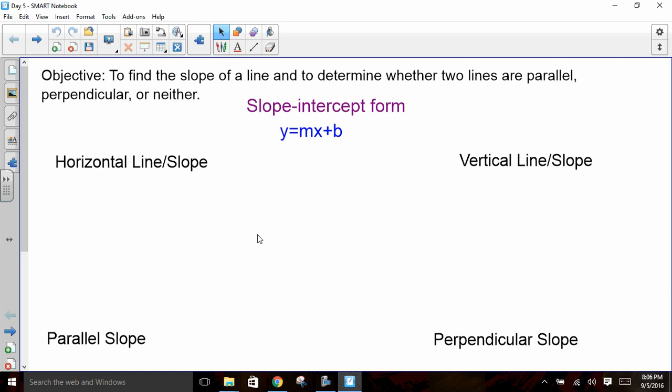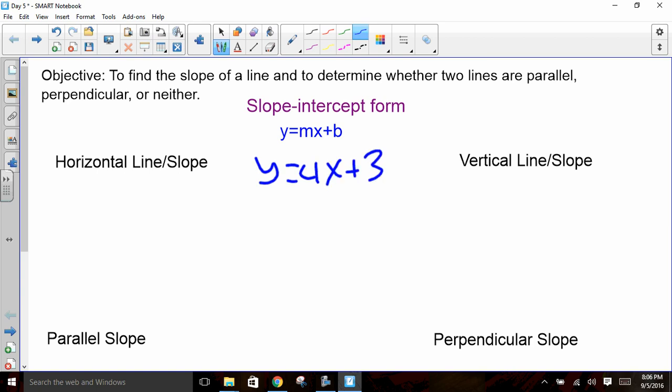So let's go ahead and talk about slope-intercept form. We should all be aware that slope-intercept form is y equals mx plus b, where my slope is m and my intercept is b. So we're going to use this example of y is equal to 4x plus 3. We're going to use that in a moment.